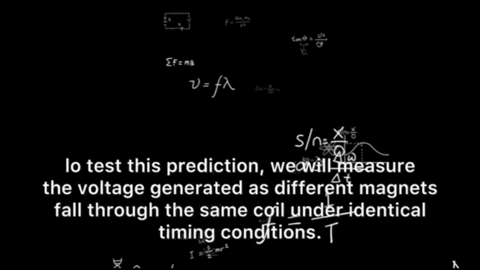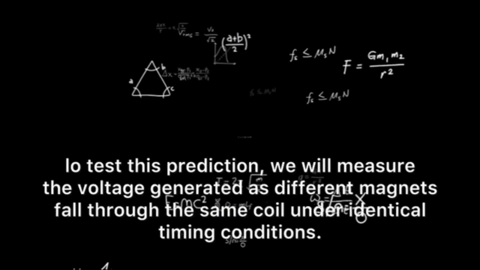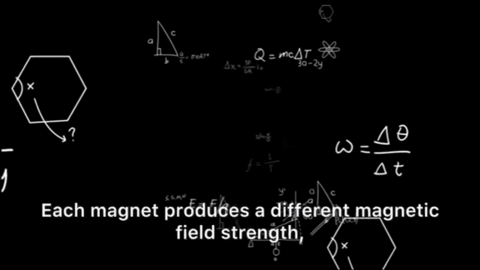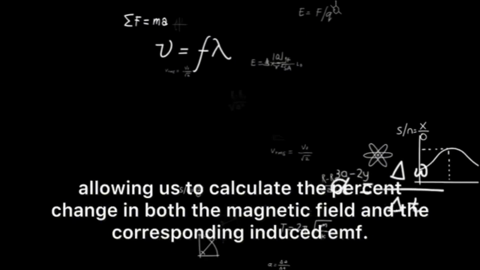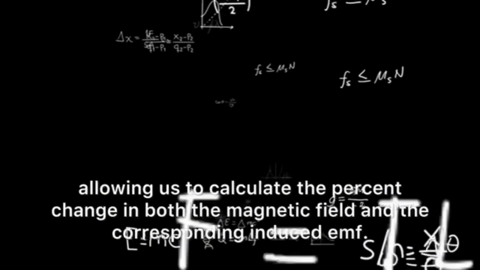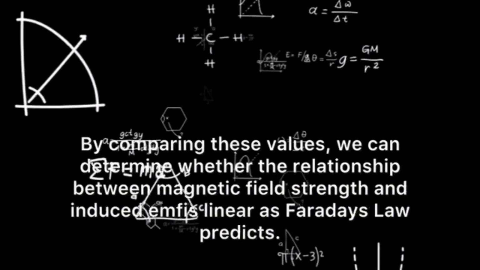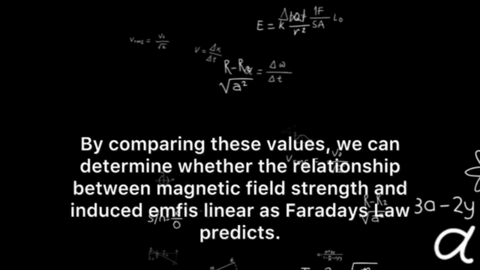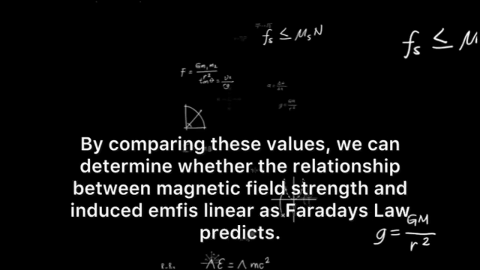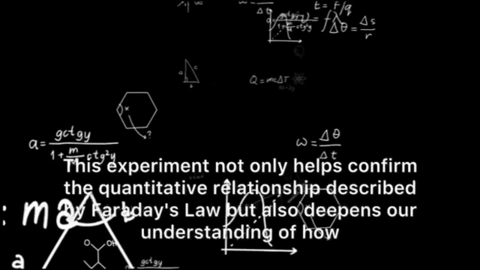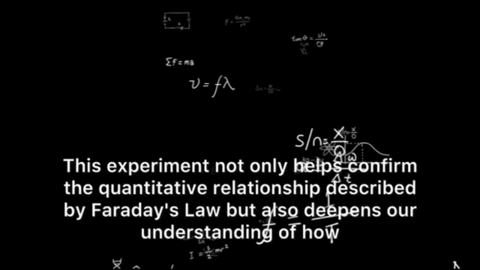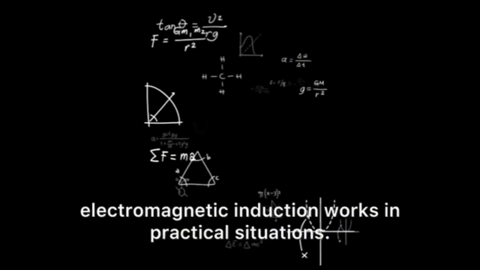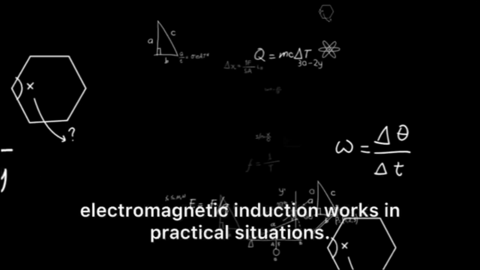We will test this prediction. We will measure the voltage generated as different magnets fall through the same coil under identical timing conditions. Each magnet produces a different magnetic field strength, allowing us to calculate the percent change in both the magnetic field and the corresponding induced EMF. By comparing these values, we can determine whether the relationship between magnetic field strength and induced EMF is linear, as Faraday's law predicts. This experiment not only helps confirm the quantitative relationship described by Faraday's law, but also deepens our understanding of how electromagnetic induction works in practical situations.